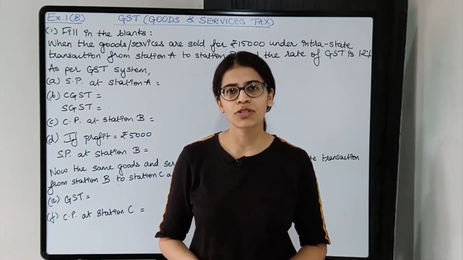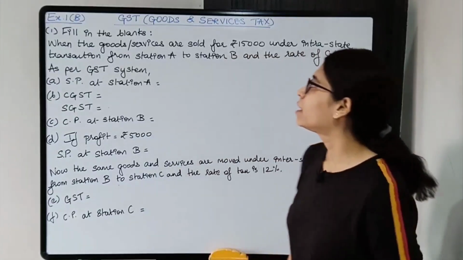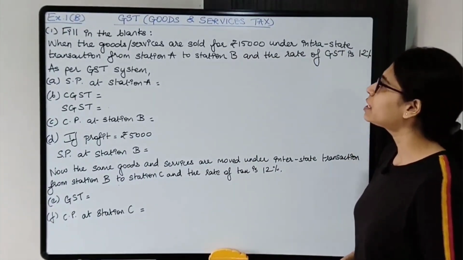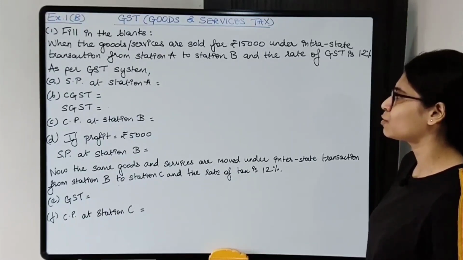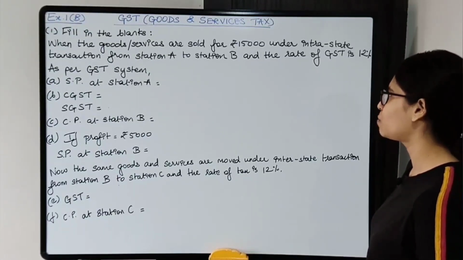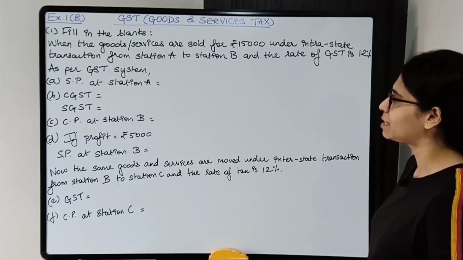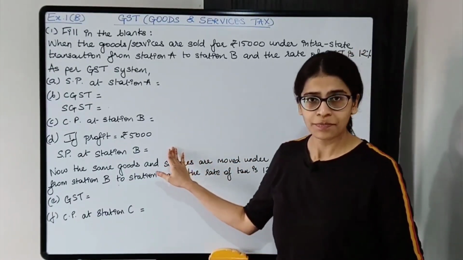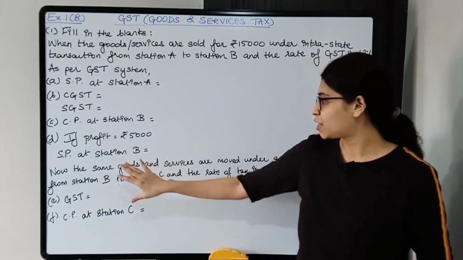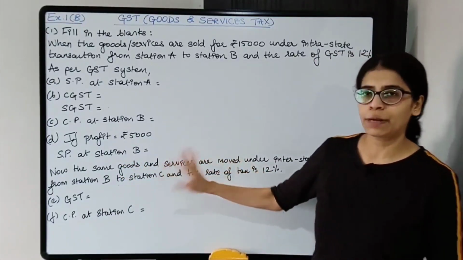So starting with question number 1. Fill in the blanks. When the goods and services are sold for rupees 15,000 under intrastate transaction from station A to station B and the rate of GST is 12%, as per GST system, we have to find all this. Okay. And there is rest of the question given over here. I'll come to this part later.